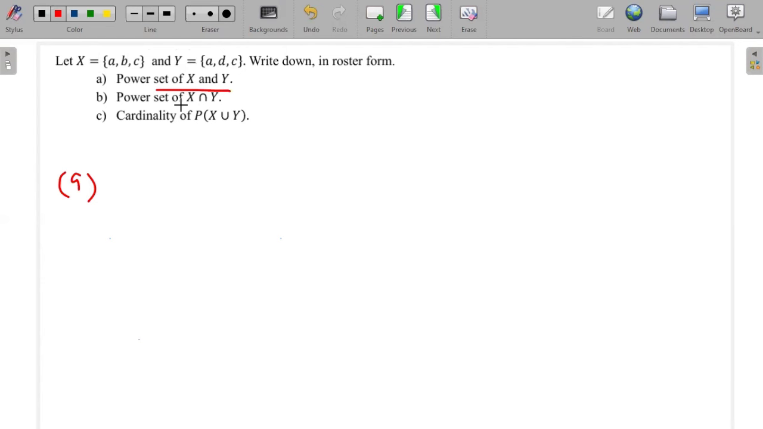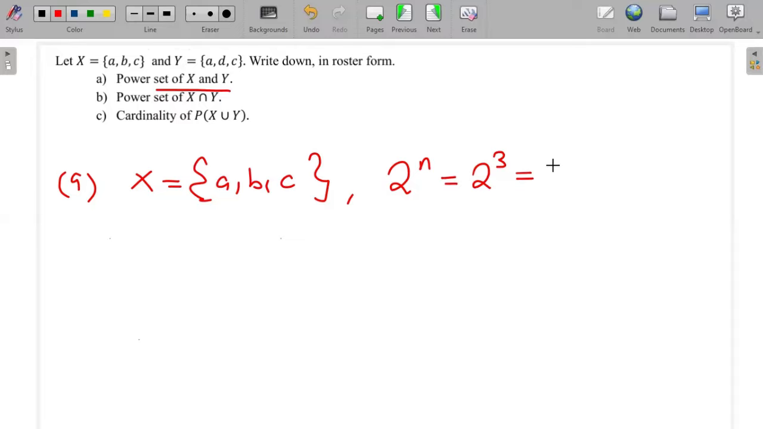So there we just have to know the definition of what a power set is. We said the power set is just a set that has all the subsets of a particular set. To write the power set of X, I'll first write my X here, which is A, B, and then C. Then I ask myself, how many subsets would this set have? That is 2 to the power n, where n is the number of elements. So 1, 2, 3. It will be 2 to the power 3, which is 8 subsets.